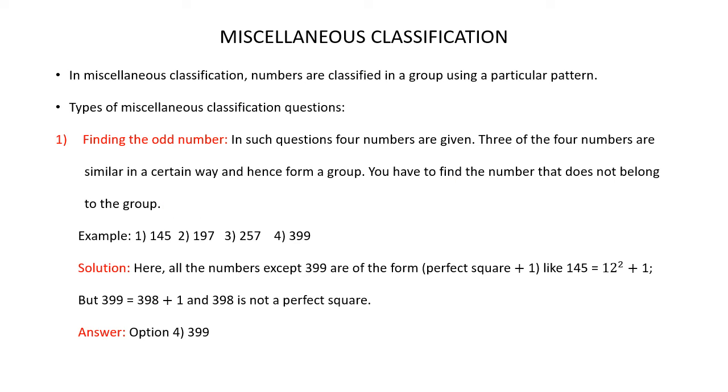For example, here you are given 4 numbers 145, 197, 257 and 399. Here all the numbers excepting 399 are of the form perfect square plus 1. That is 145 is nothing but 12 squared plus 1. 197 is nothing but 14 squared plus 1. 257 is nothing but 256 plus 1. But 399 is 398 plus 1 and 398 is not a perfect square. So 399 is the odd number in this group. So the correct answer is option 4, 399.